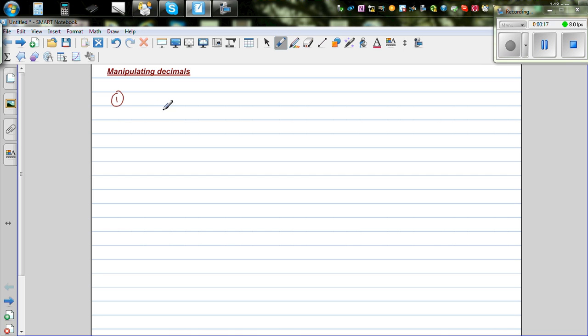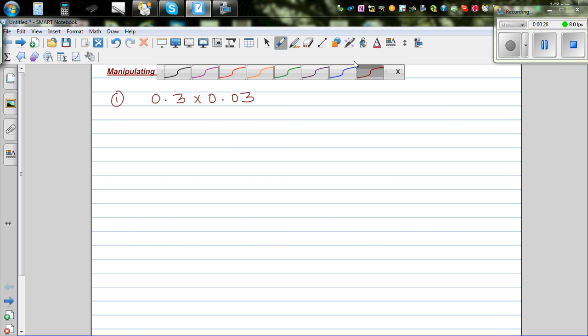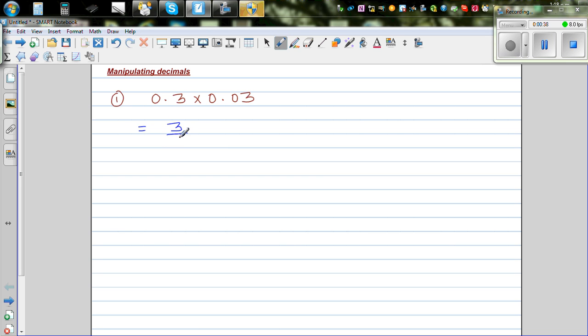Okay, so if the question is, say, 0.3 times 0.03. Well, it's a good method to change this into a fraction. Say, 0.3 is the same as 3/10, and 0.03 is 3 out of 100. Okay, now this decimal has been changed into a fraction.